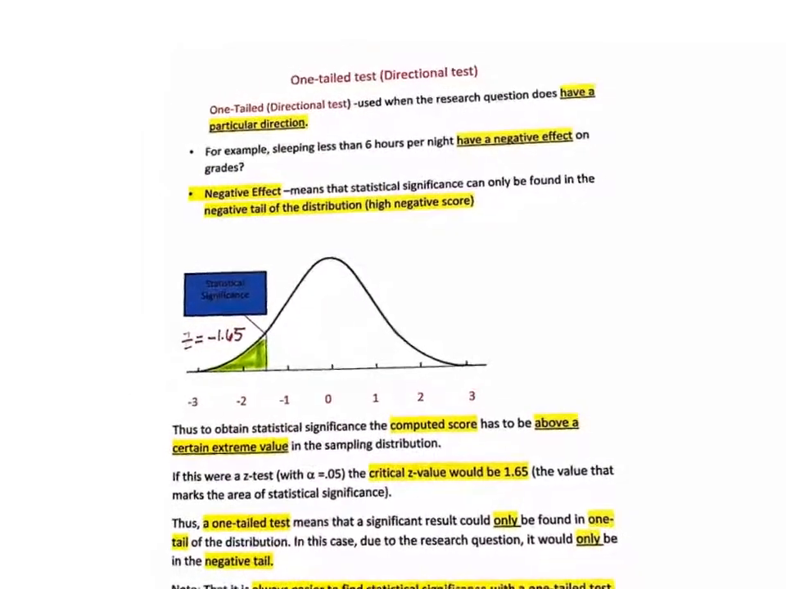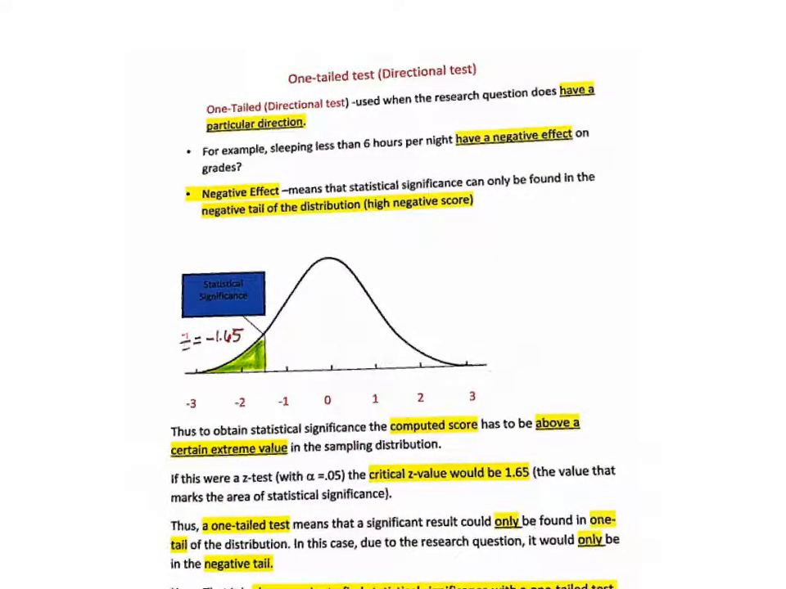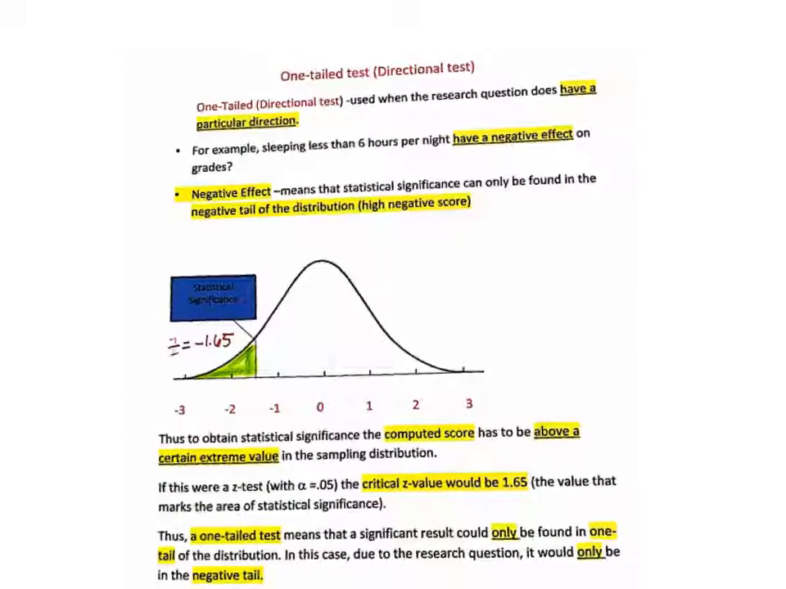In our final example, we're looking at, again, a one-tailed test that has a particular direction. But here we're saying that sleeping less than 6 hours per night will have a negative effect on your grades. A negative effect meaning that the statistical significance is going to be on the negative side of the distribution. So that would mean that we'd have to find a z that's less than negative 1.65. So here we're looking for an extreme value, but it's an extreme value that is very low, on the negative side of the tail.